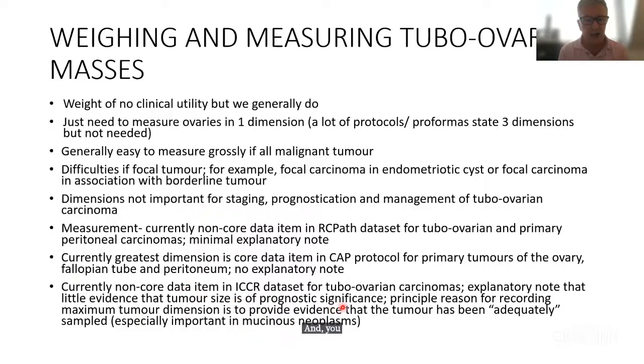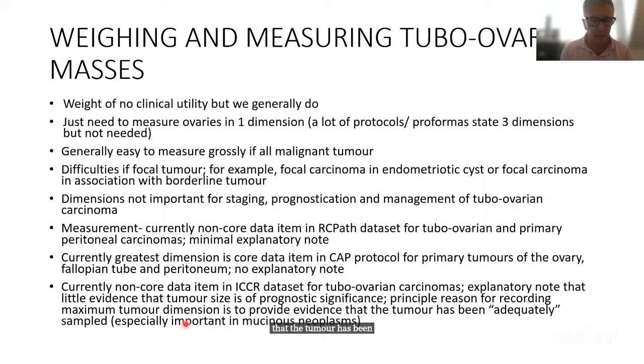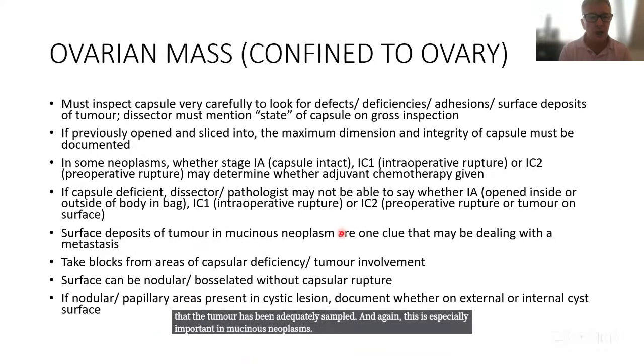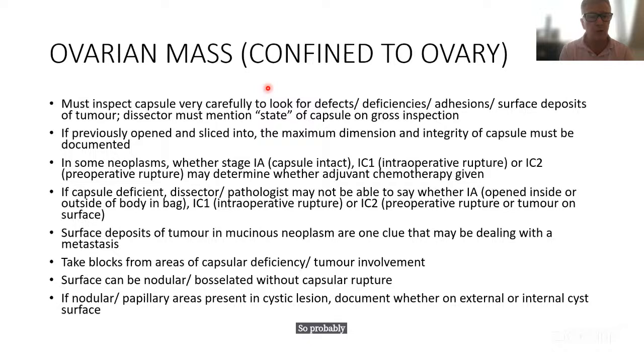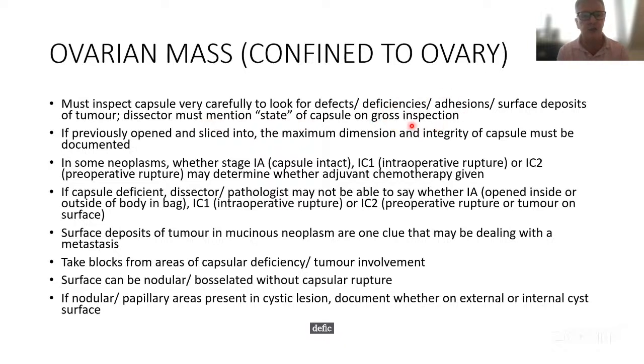So in the ICCR data set for tubo-ovarian carcinomas, this is actually a non-core data element, and it explains there's little evidence that tumor size is of prognostic significance. The principal reason for recording the maximum tumor dimension is to provide evidence that the tumor has been adequately sampled. And again, this is especially important in mucinous neoplasms. So probably the most important thing when you're dissecting an ovarian mass is to look at the capsule very carefully, to look for defects, deficiencies, adhesions, or surface deposits.